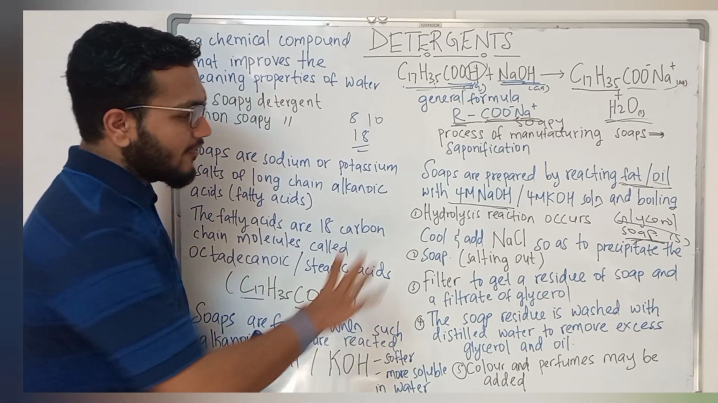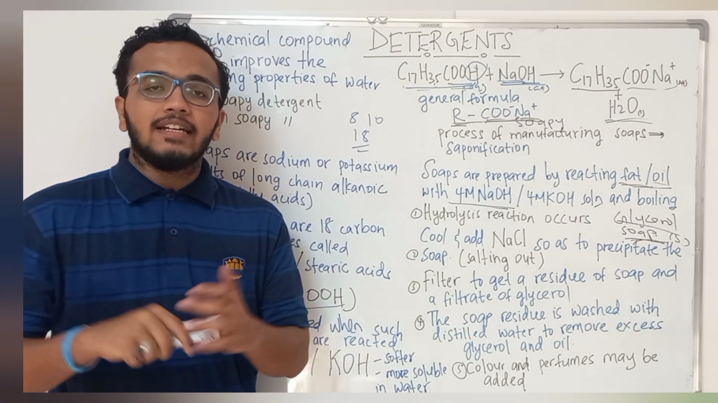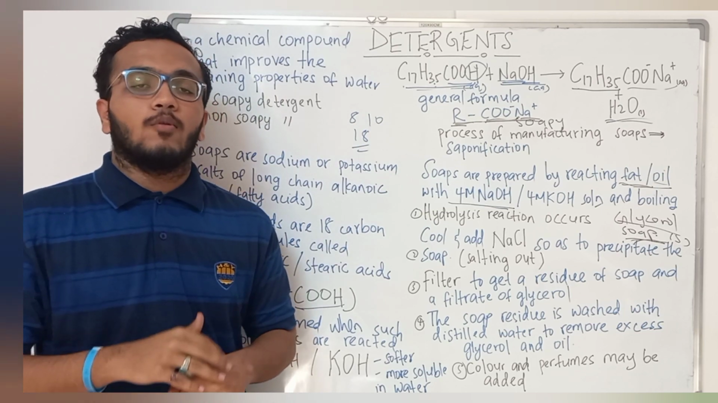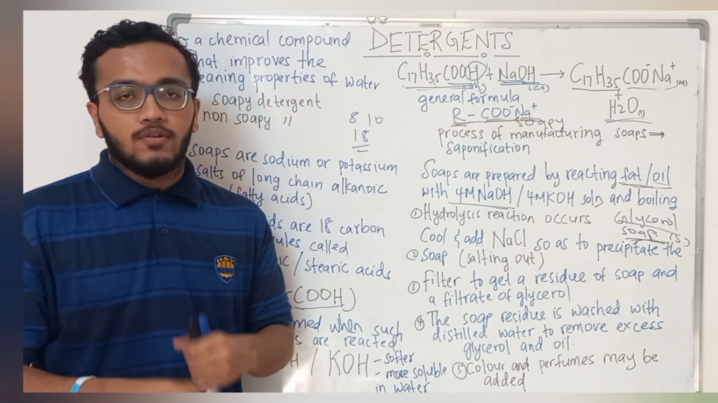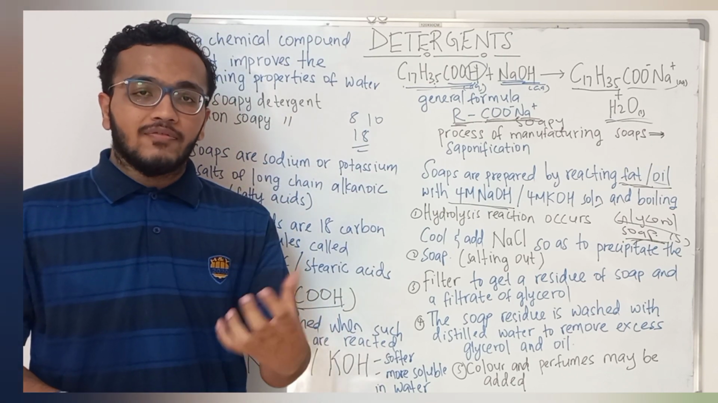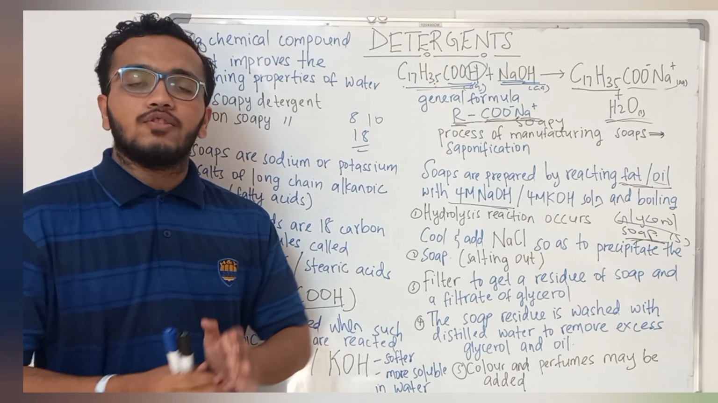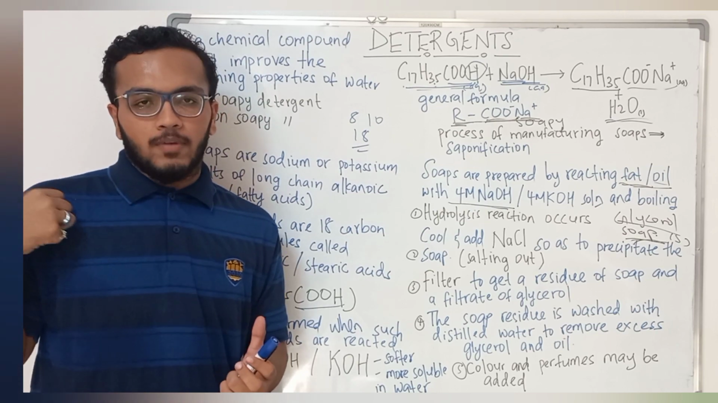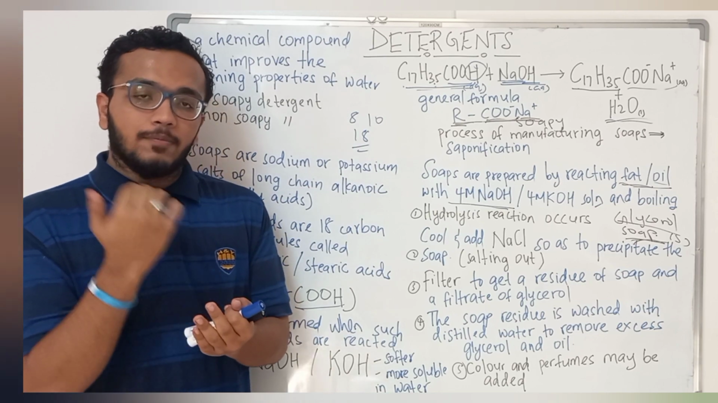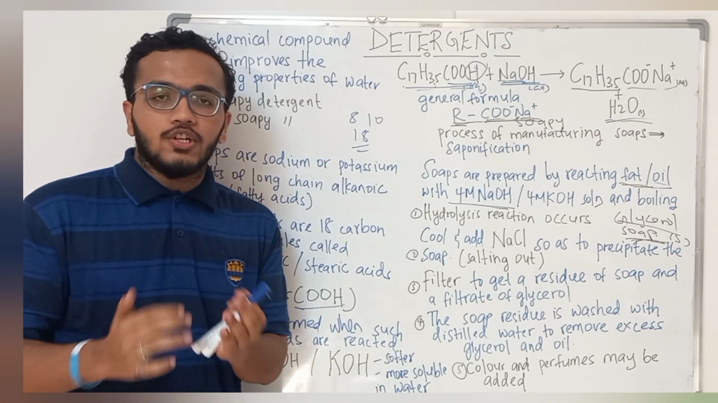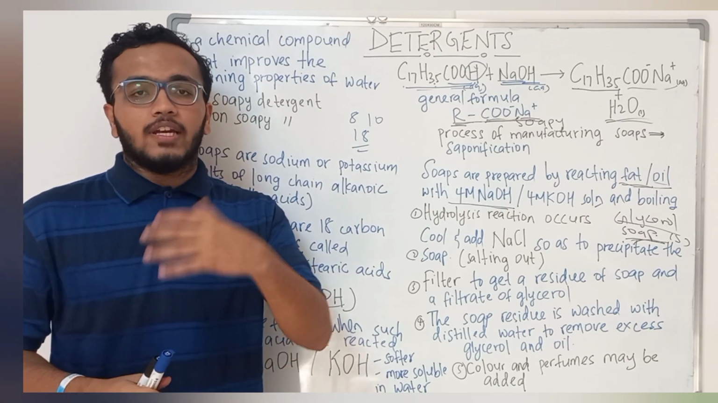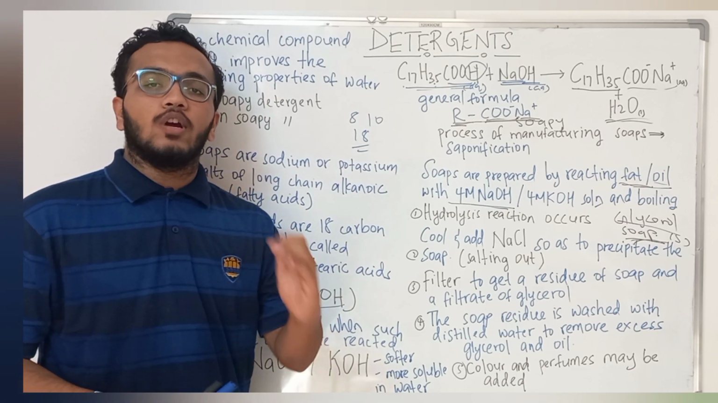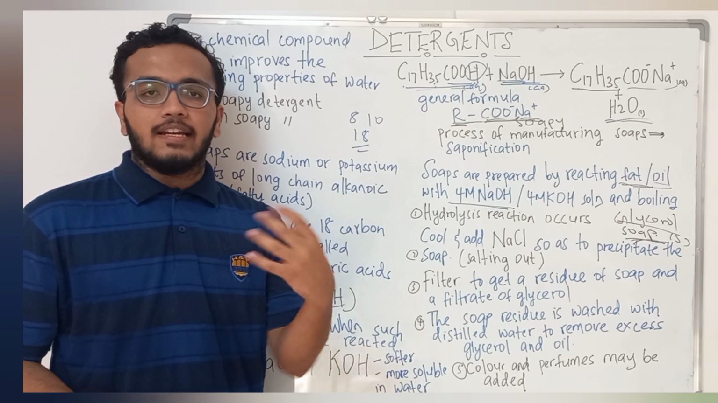So let's go back through the 5 steps. The first step, react fat or oil, which are esters of fatty acids, with 4 molar sodium hydroxide or 4 molar potassium hydroxide. We said you can use potassium hydroxide because it makes the soap softer and increases solubility. After that, you add solid sodium chloride to precipitate the soap out. You make the soap into solid form so that the step that follows can be carried out, which is filtration. You carry out filtration to remove the solid soap as residue and get glycerol as filtrate. Then wash with distilled water to remove the excess glycerol and oil that may be present in the soap. After that, you can add color and perfume.